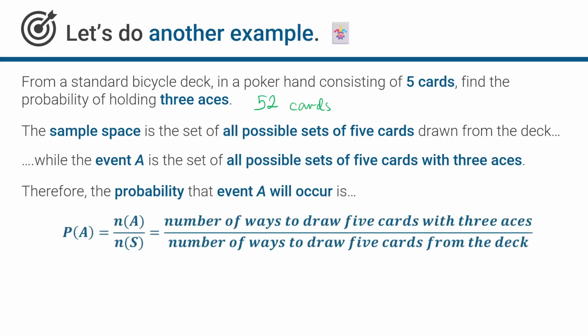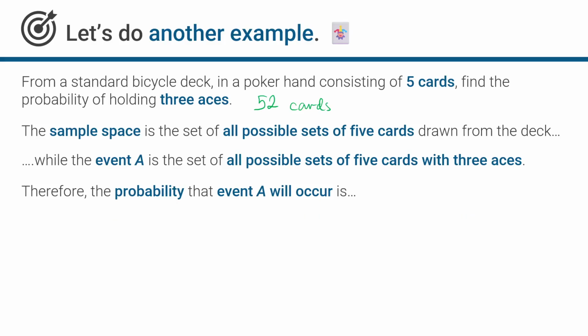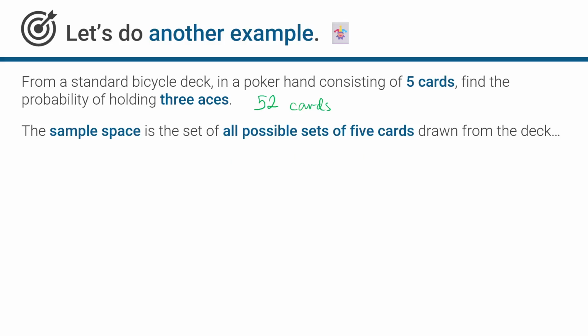The probability of A happening is equal to the number of A over the number of S, or the number of ways to draw 5 cards with 3 aces over the number of ways to draw 5 cards from the deck. Let's try to solve this. Remember this formula, the N of A, which is very long. It's the same thing, but the counting is quite different. Let's first figure out how many possible ways, because that will be our sample space, we can draw 5 cards from the 52 cards.